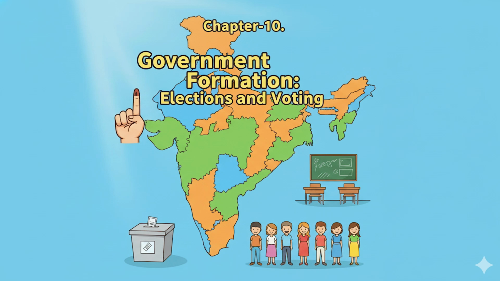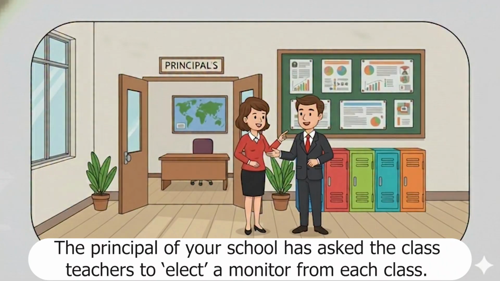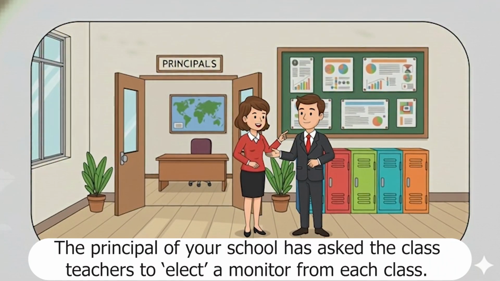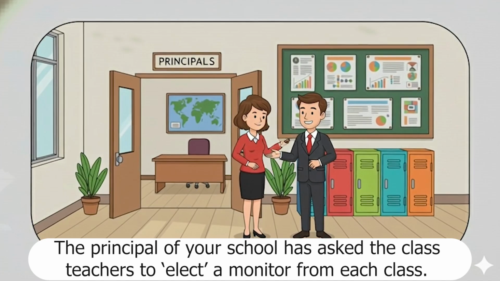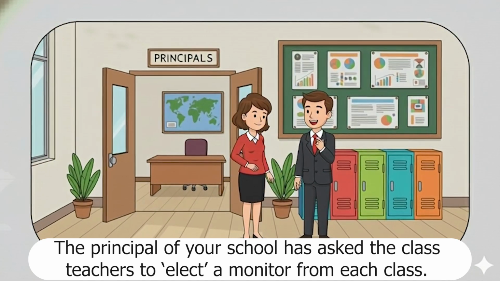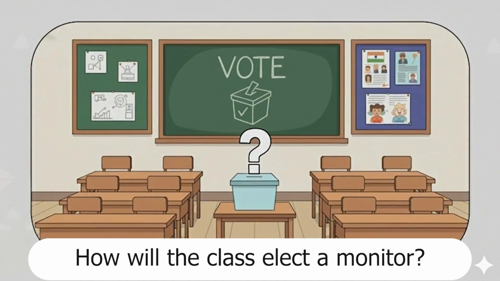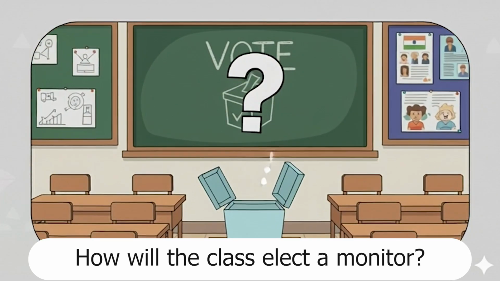Chapter 10. Government Formation, Elections and Voting. Vote. The principal of your school has asked the class teachers to elect a monitor from each class. How will the class elect a monitor?